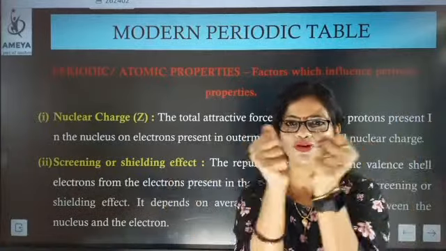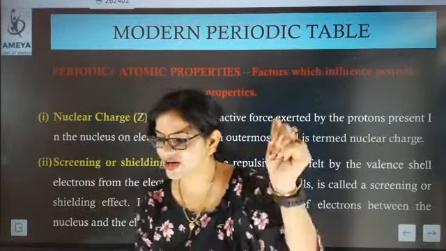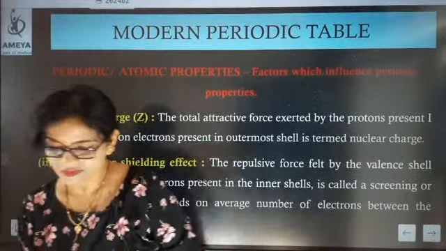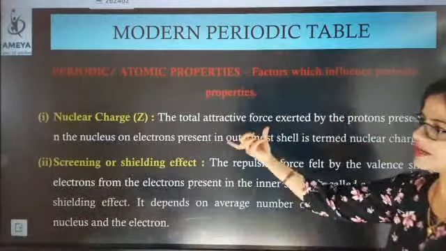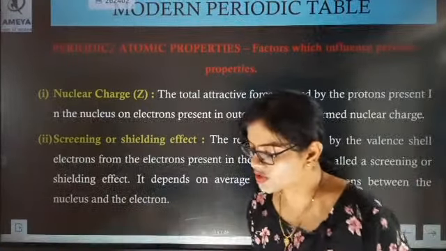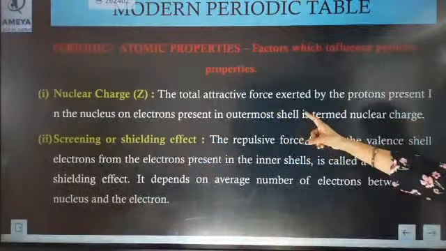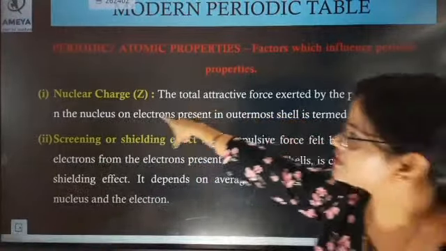So that force of attraction is called nuclear charge. Come on, tell me, have you understood this part? I am going to explain it again, beta. I am going to go to the screening effect. I am not going to leave a single part, beta. So I hope you have understood. By definition I have discussed, first with an example, and now I am discussing with the definition.